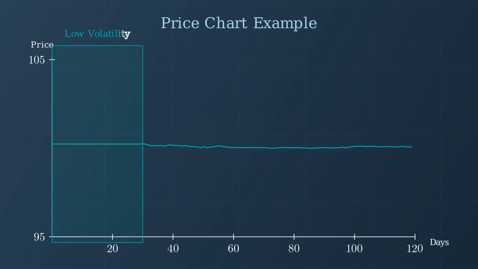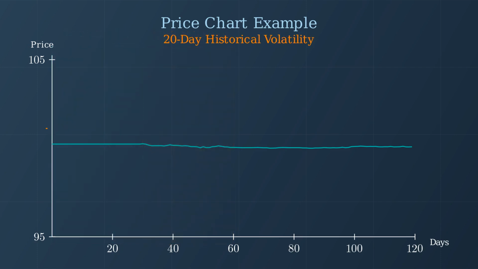Notice how historical volatility changes over time. During periods of low volatility, price movements are small and predictable. In contrast, during high volatility periods, prices move much more dramatically, with larger swings in both directions. The historical volatility line shows the 20-day rolling standard deviation of price returns, annualized. This provides a quantitative measure of market turbulence.